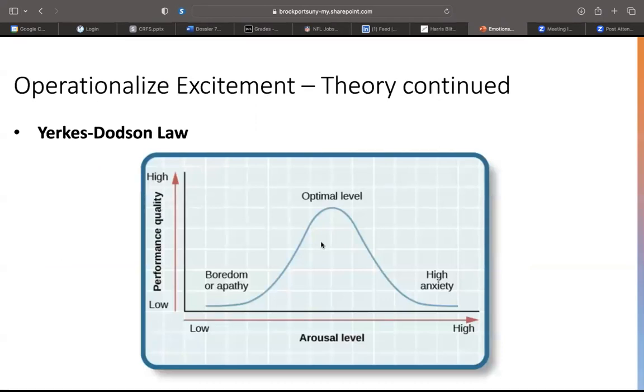So for the Yerkes-Dodson law, it was originally proposed by psychologists Robert M. Yerkes and John D. Dodson in 1908, and it suggests that there's an optimal level of arousal or excitement for performing tasks effectively. So according to this theory, individuals perform best when they are moderately aroused. Performance improves with increased arousal to a point, but if arousal becomes too high, performance begins to decline.